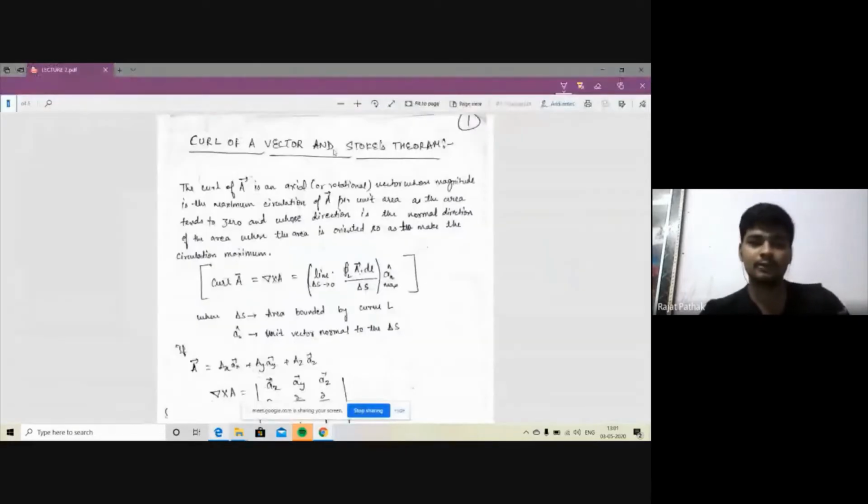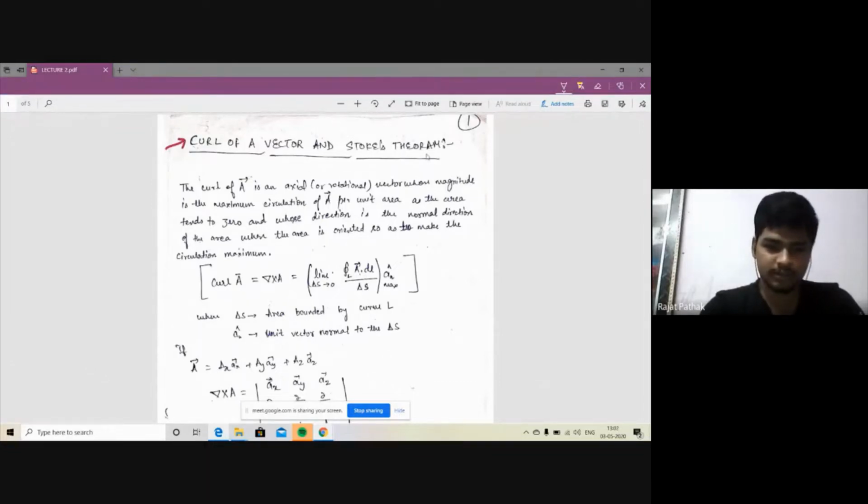So today we are going to discuss curl. Last class we discussed gradient and divergence of a vector. So in this class we are going to discuss curl of a vector and a theorem named Stokes theorem. Last class I think we discussed the divergence theorem as well as divergence of any vector. So in this class we are going to discuss curl of a vector and Stokes theorem.